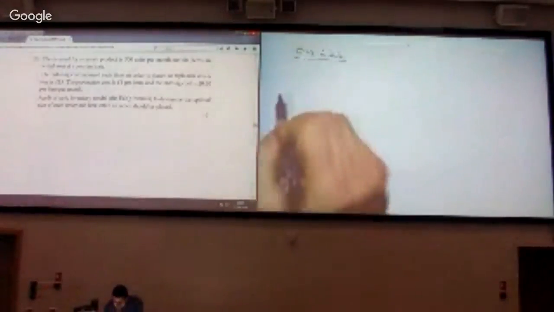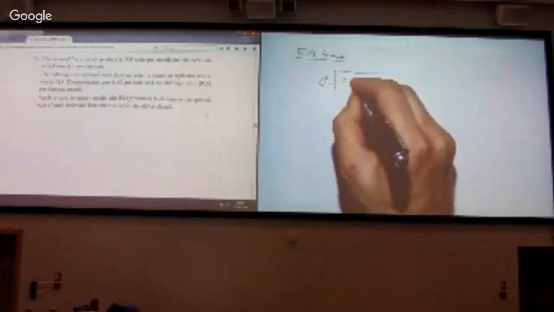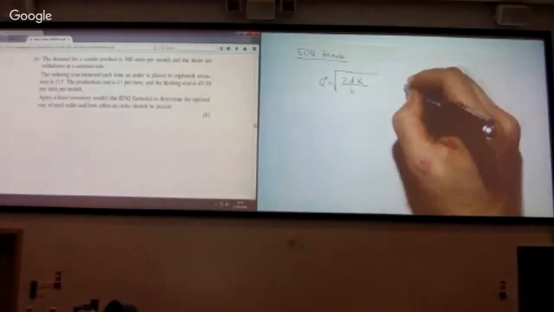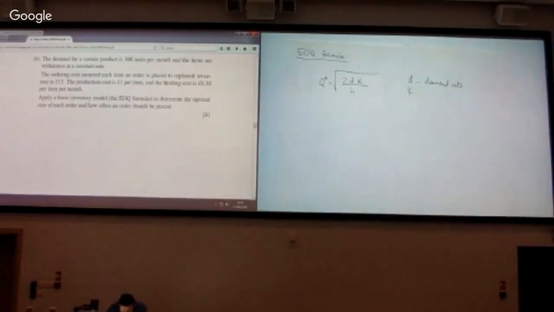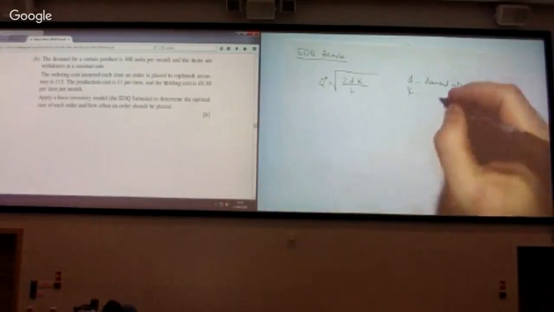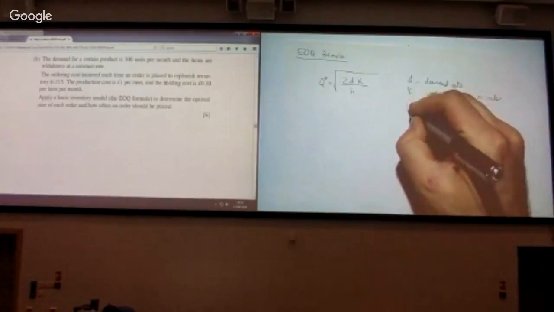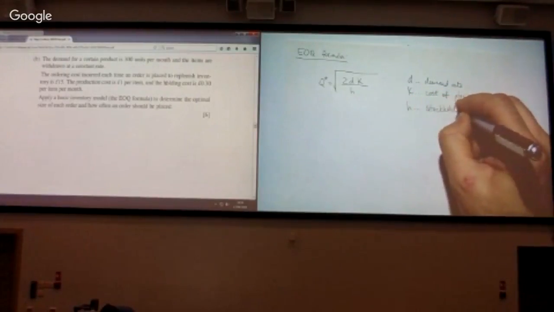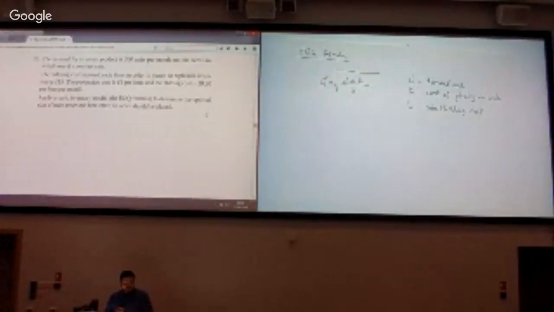And the formula that we derived in the lecture was that the optimal order quantity is the square root of 2DK, I think we said, divided by H, where D is the demand rate, K is the cost of placing an order, and H is the holding cost, or cost of storage, if you like. That formula ring a bell? Good.